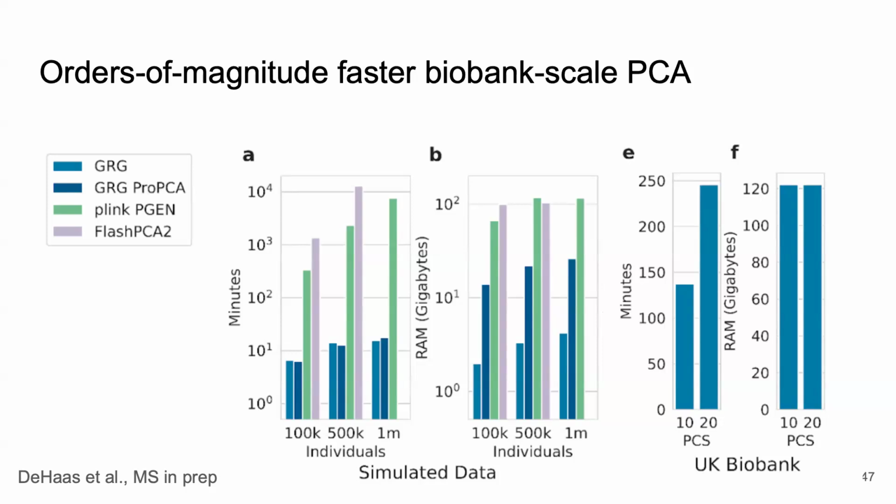So let's just look at this blue color bar against the green and the purple. We can see that, generally speaking, the GRG PCA is at least two orders of magnitude faster than Plink, and FlashPCA2 is getting too slow, so we didn't benchmark it for 1 million samples.